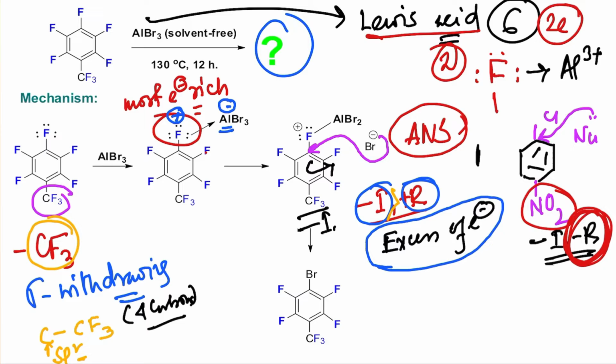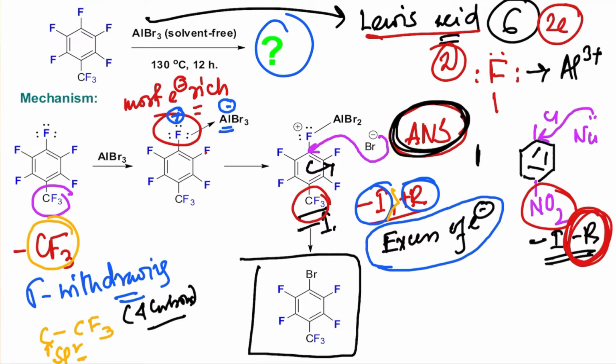Not only fluorine, this CF3 group also. Why? Because the electronegativity of CF3 you can consider to be in between, near about fluorine or oxygen, nitrogen, like that, significantly high withdrawing. So consequently, because of the presence of so many withdrawing groups, the negative charge is stabilized. That's why aromatic nucleophilic substitution on this nucleus is possible, and after this substitution it produces this bromo derivative.